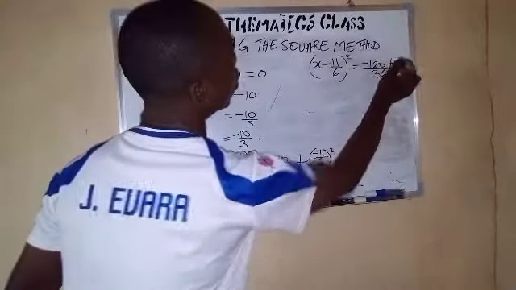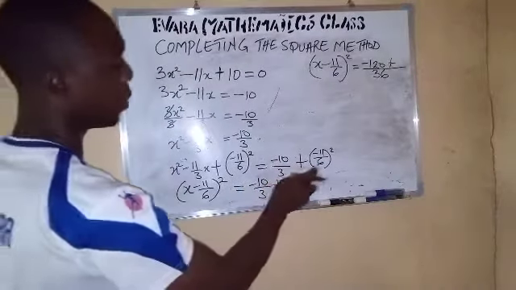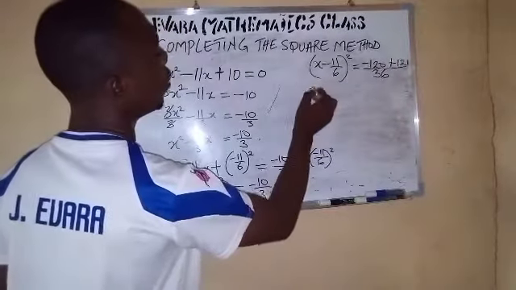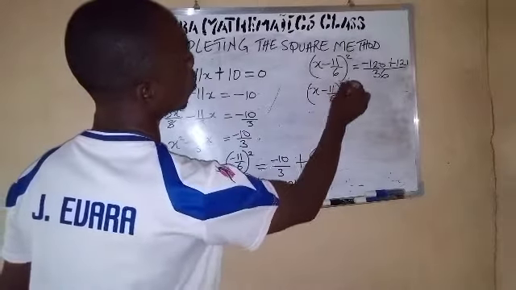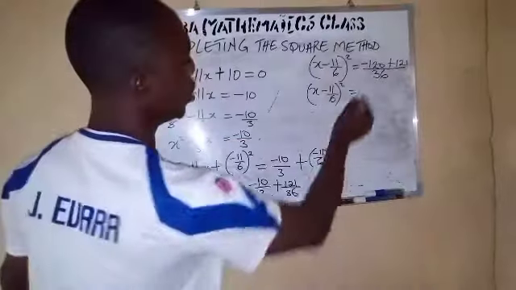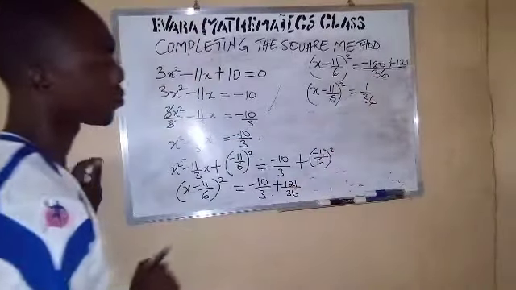Plus 36 in 36 is 1. 1 multiplied by 121 is 121. So we have x minus 11 over 6 squared equals minus 120 plus 121. That will give us 1 over 36.